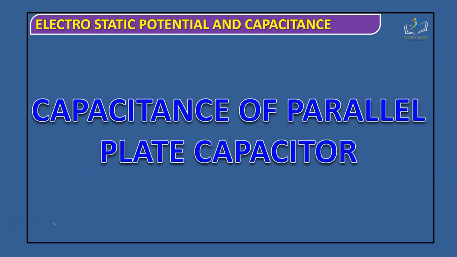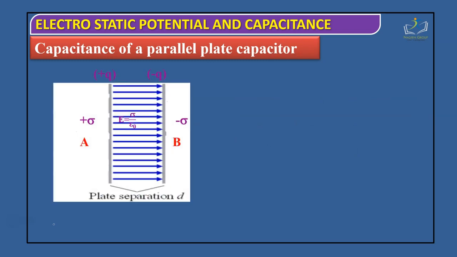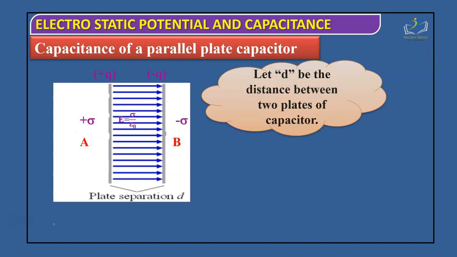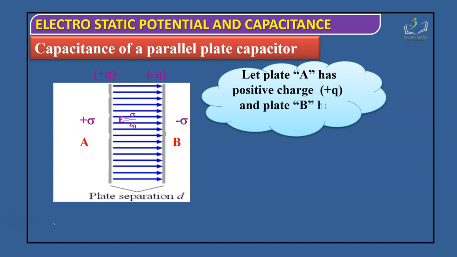Capacitance of a parallel plate capacitor. Take a parallel plate capacitor whose one surface charge density is plus sigma and the other is minus sigma, and the separation we assume is D between the two plates of the capacitor. Let plate A have a positive charge and plate B a negative charge.